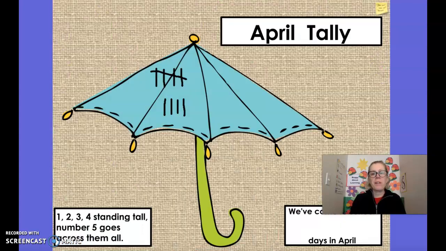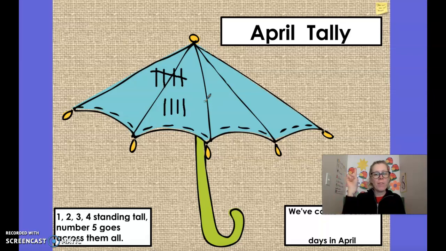Yesterday, I had written down that we were in school for 6 days in April, but boys and girls, I made a huge mistake. We've actually been in school for 10 days now today in April. So I have a group of 5 and 4 more. That makes 9. But to show 10, I will need to make another tally.